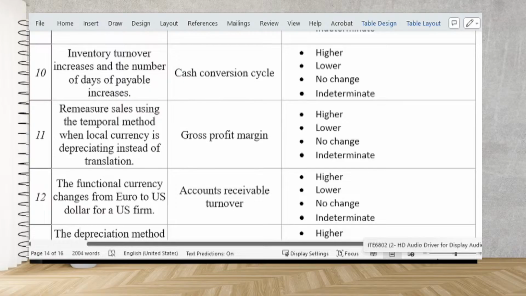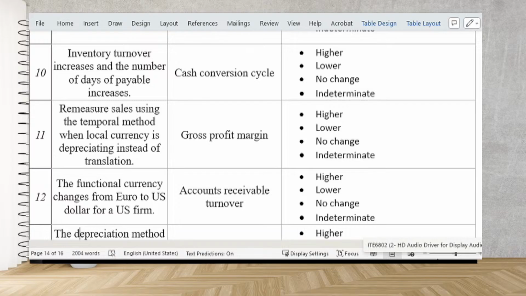Then 10. The inventory turnover is increased, so days of payables increase. So the cash cycle will decrease. The number of days payable increases. So the cash conversion cycle decreases.